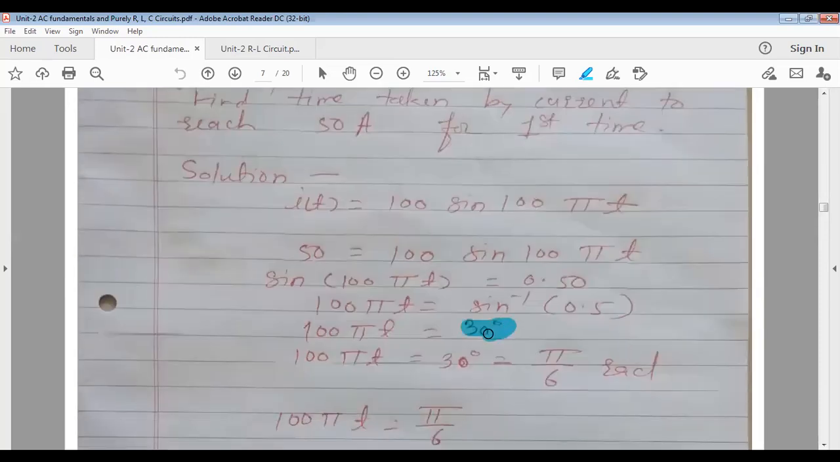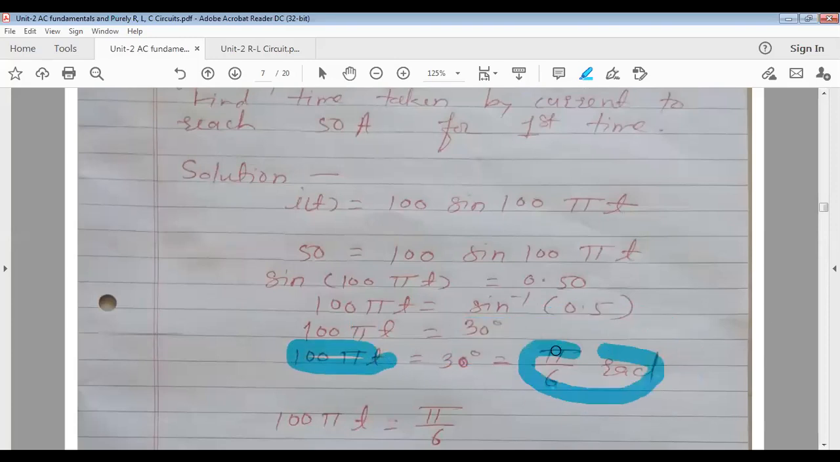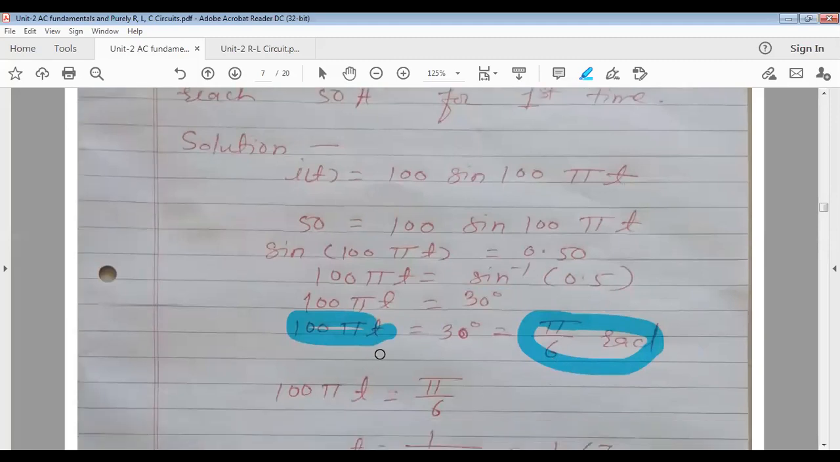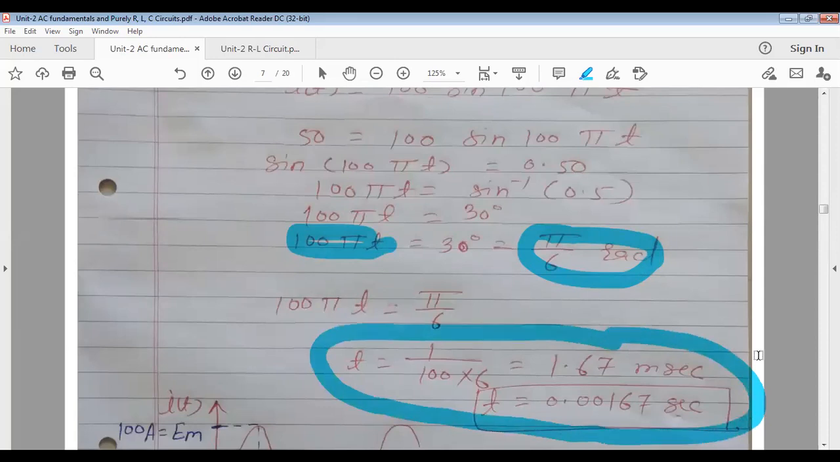If you write it in degree, the right side will be in degree and here pi is in radian. So the better way is to write the degree in radian. So 30 degree is pi by 6 radian. So both sides are now in radian, and you can simplify further. Pi will cancel. So t is equal to 1 divided by 6 into 100. So you will get 1.67 millisecond, or you can say 0.00167 second. Whatever the options are given, millisecond or second, calculate accordingly.